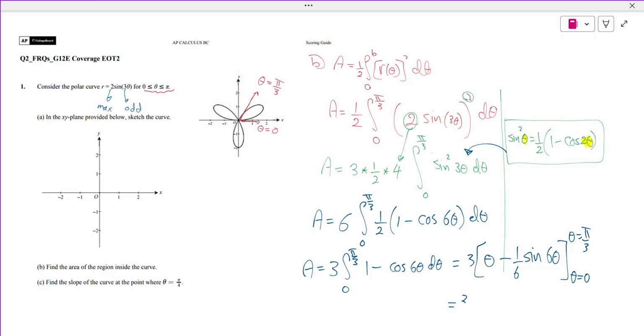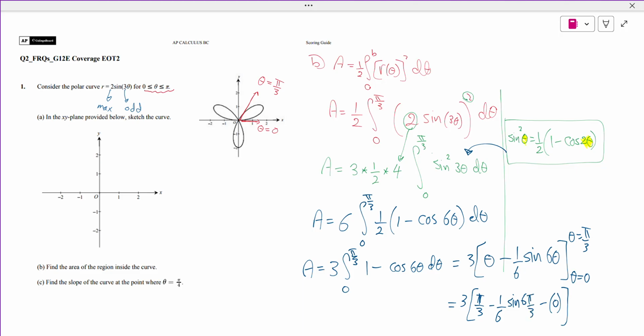We've got 3 here, and this is pi over 3 minus 1 over 6 times sine of 6 times pi over 3, minus 0. If you plug in the 0, it will be 0. So, this is 1 over 6, and then this is pi over 3.